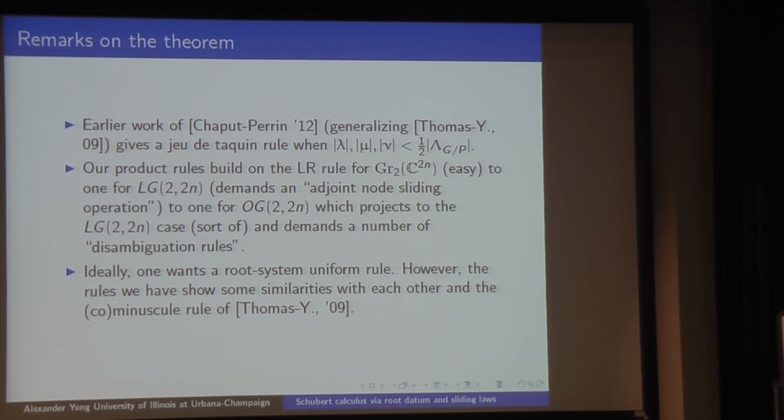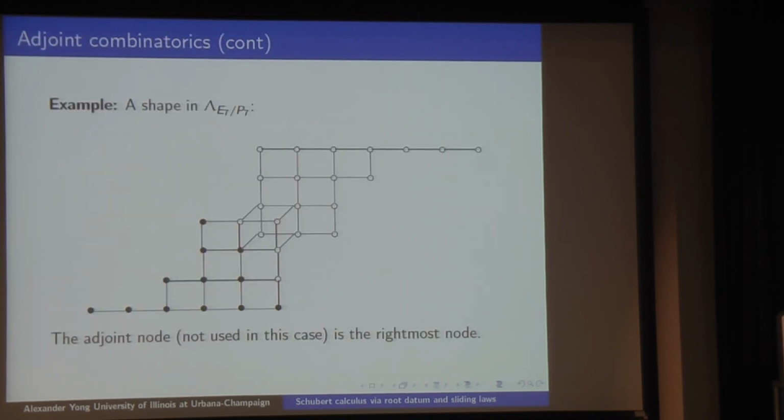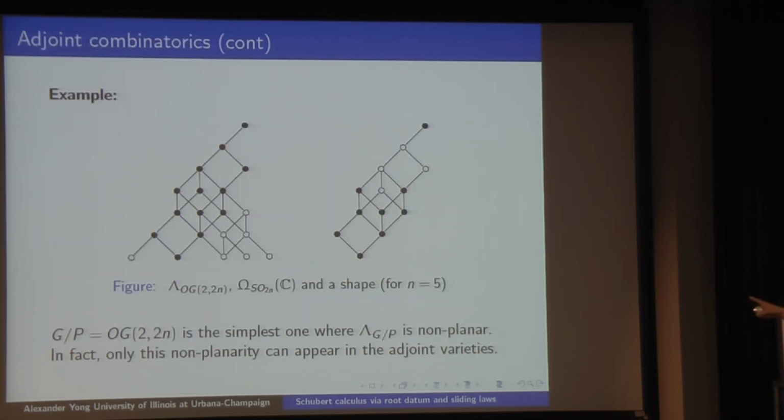And the idea is that you know the Littlewood-Richardson rule for Grassmannian two-planes in C^2n, because of the classical Littlewood-Richardson rule. And you can use that in order to obtain a rule for Lagrangian Grassmannians, except you need a new idea, this adjoint node sliding operation. In order to get one for the most difficult case, the one that involves this non-planarity, then you try to do the usual folding.